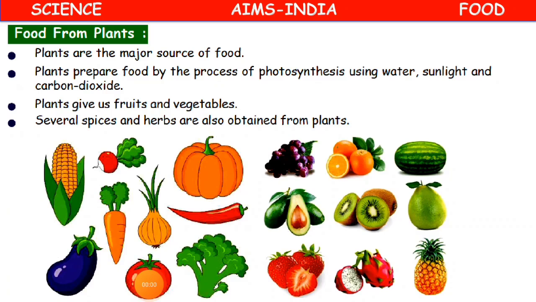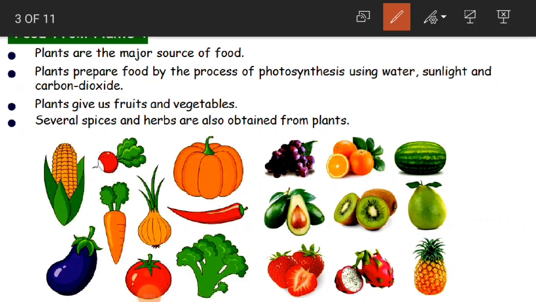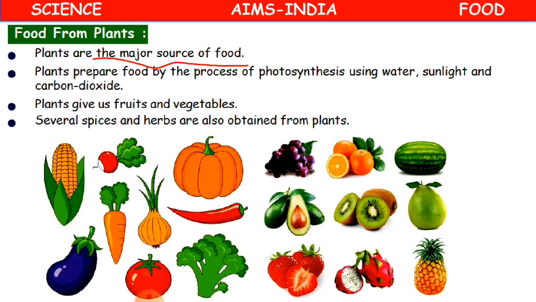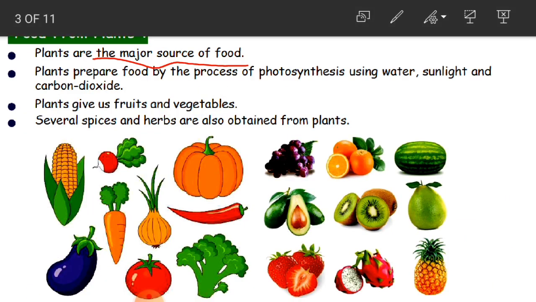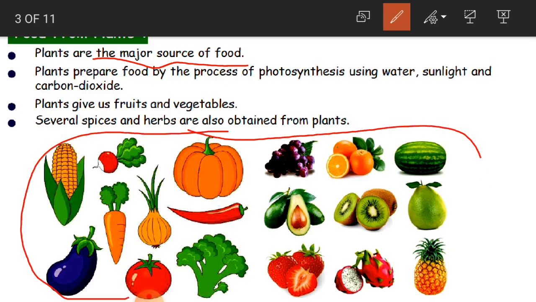Yes, now food from plants. Okay, children, plants are the major source of food. Is it yes or no? Do you agree with this? Yes. Whatever food we are eating today, most of it is from plants only, children. 90% of the food is from plants only. See here in the picture you have different varieties of fruits and vegetables. Where have they come from? They are from the plants. So that is why we can say plants are the major source of food.